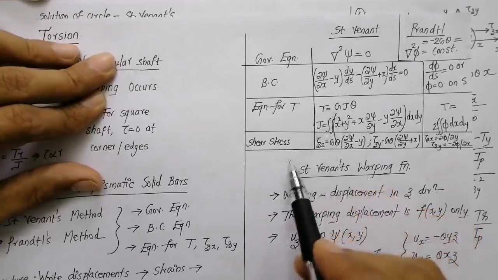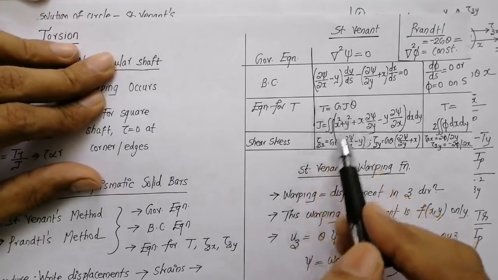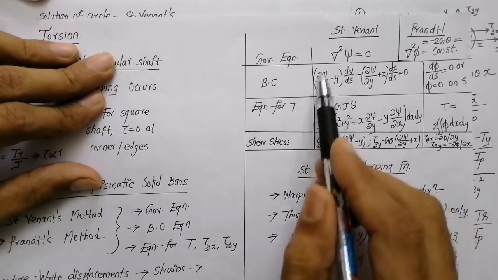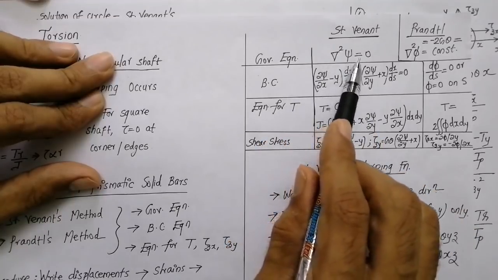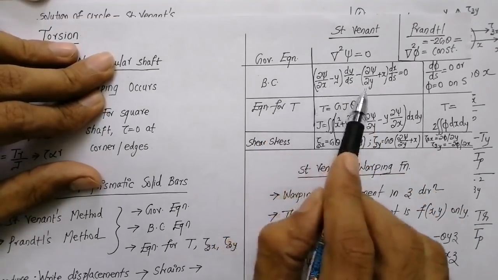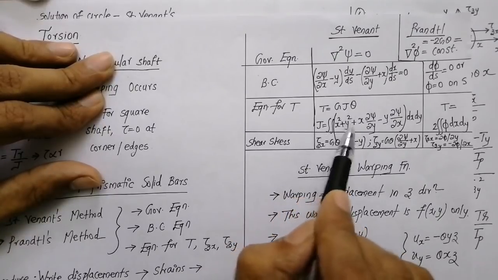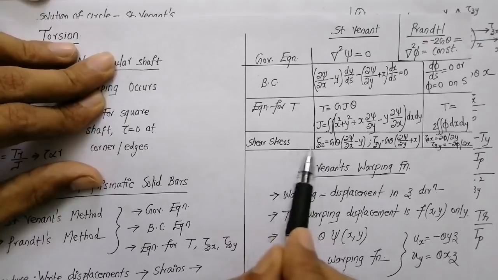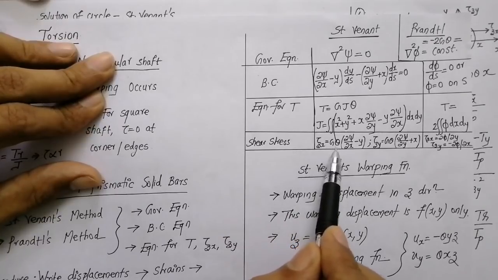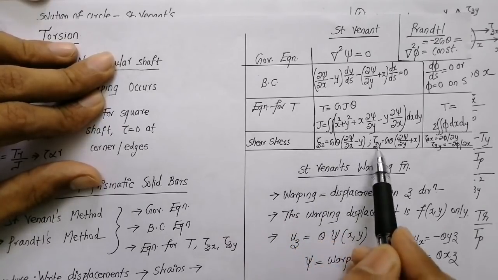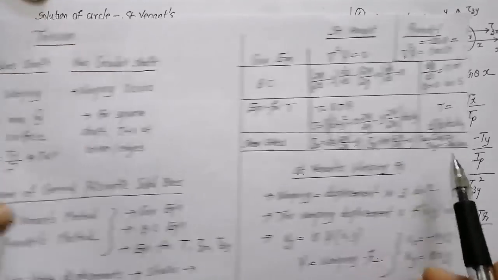Now this is a problem from Venant's torsion method. So you have to know the basic equations: the governing equation, del square psi equal to 0, the boundary condition, the equation for torque T is equal to g j theta, and j is equal to double integral of this equation, and the shear stresses. This is very important. Tau zx equals g theta into dou psi by dou x minus y, tau zy equal to g theta into dou psi by dou y plus x.